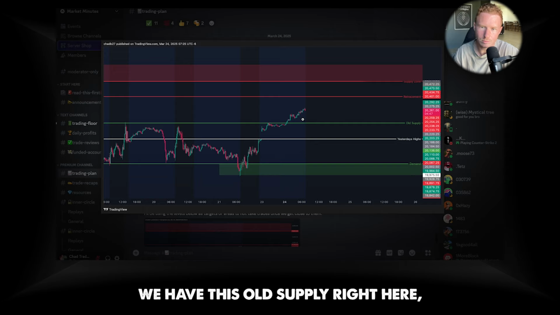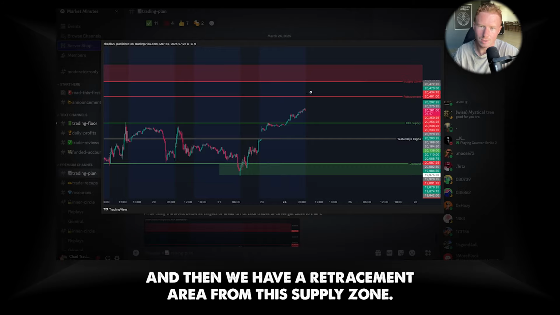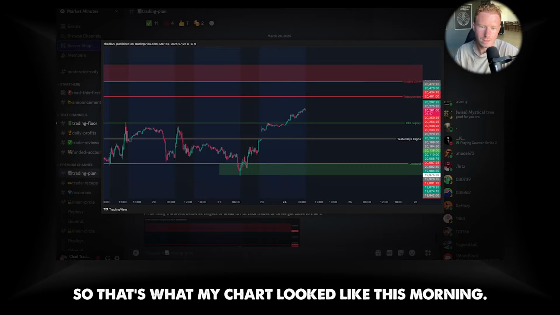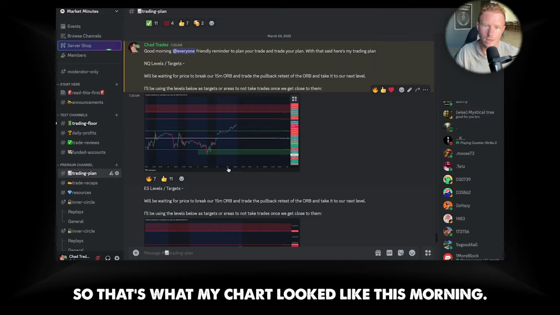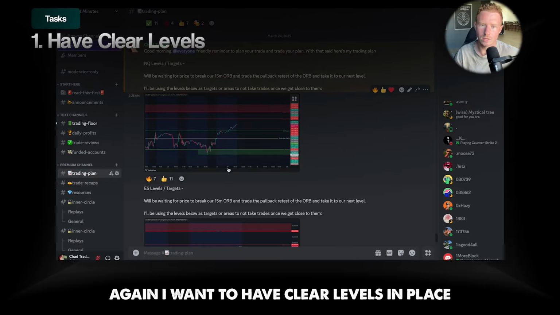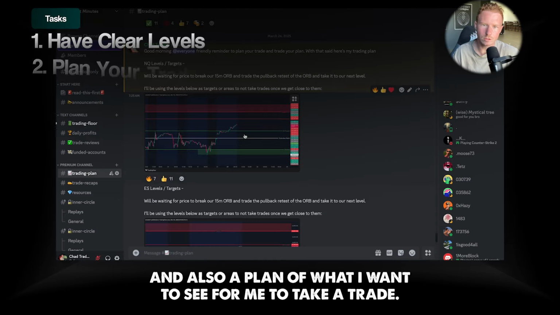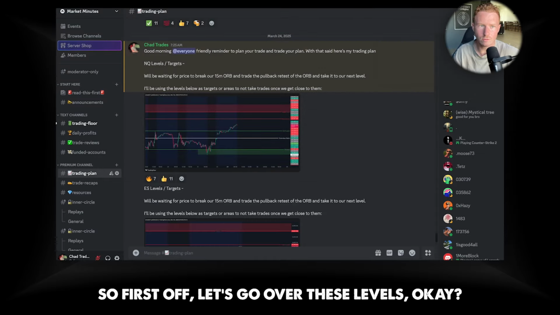We have this old supply right here. We have yesterday's highs. We have a supply zone up here, and then we have a retracement area from this supply zone and then demand down here. So that's what my chart looked like this morning. Again, I want to have clear levels in place, knowing exactly what they are, what they're used for, and also a plan of what I want to see for me to take a trade. So first off, let's go over these levels.